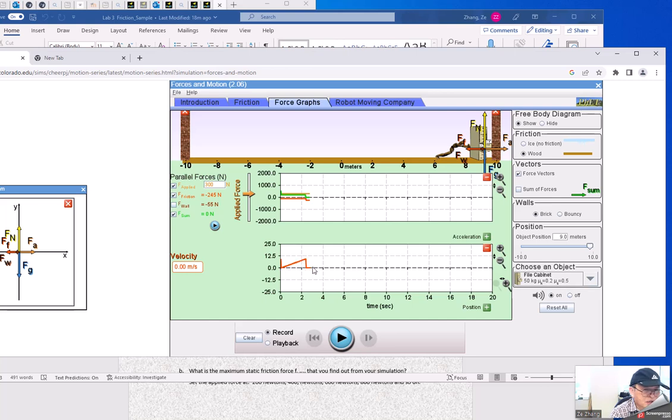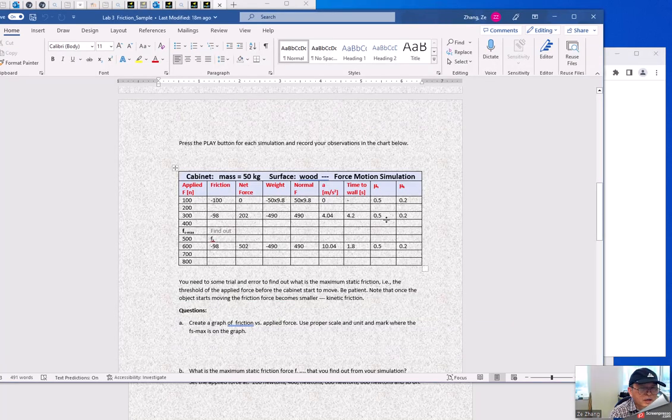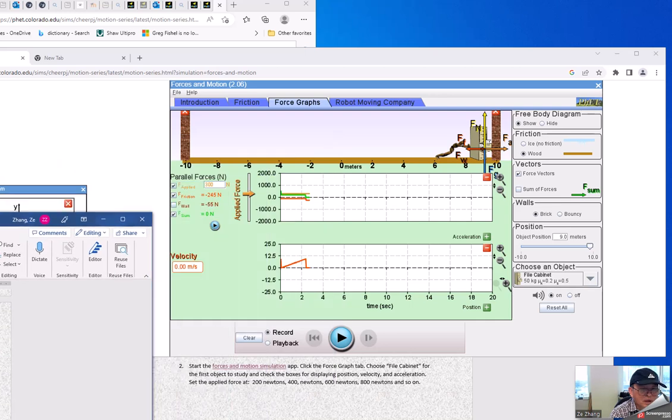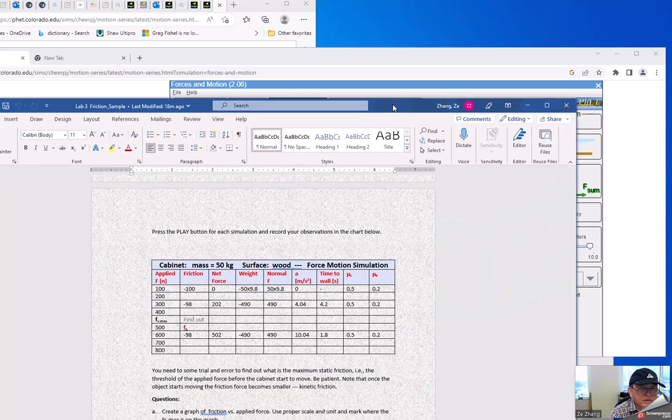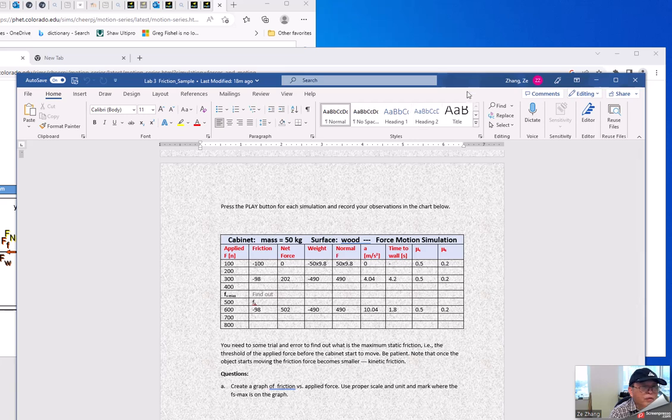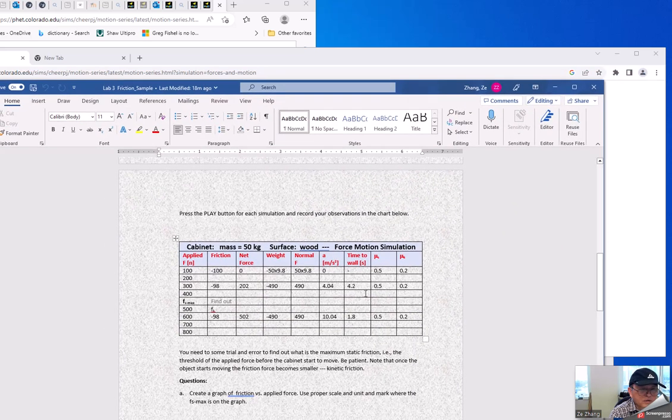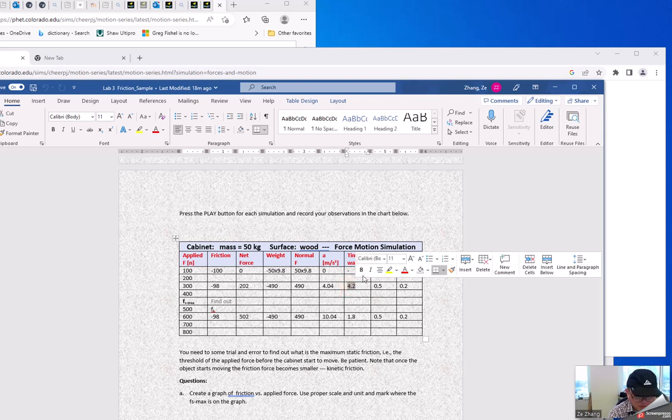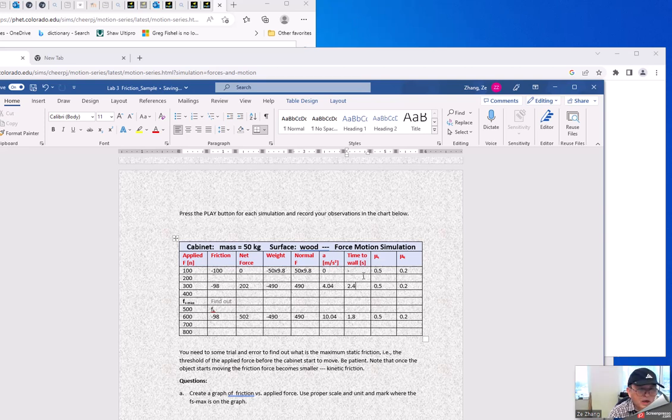It's like you say, so that's 3 seconds, 2.4 seconds. So you put here something like 4.2 or 2.4. Let's see. So the sample data. So I have 300. So it's 2.4, not 4.2. Okay, 2.4 seconds to hit the wall, and what is the net force?